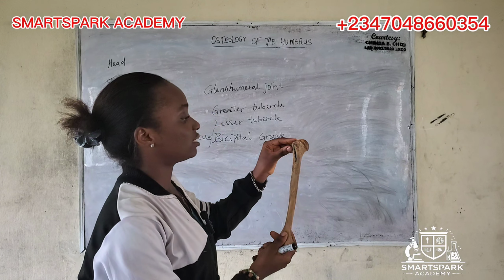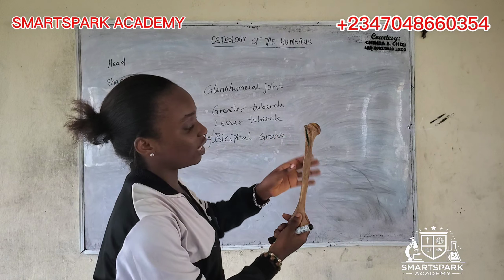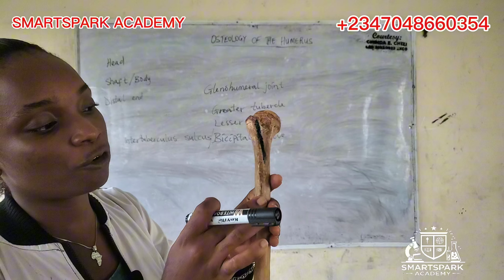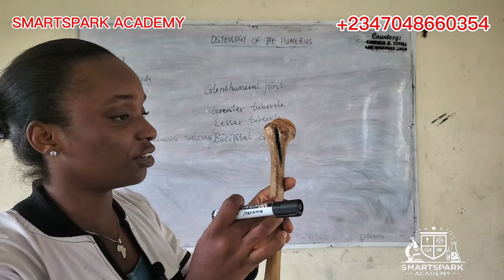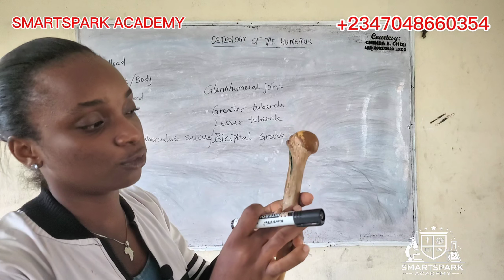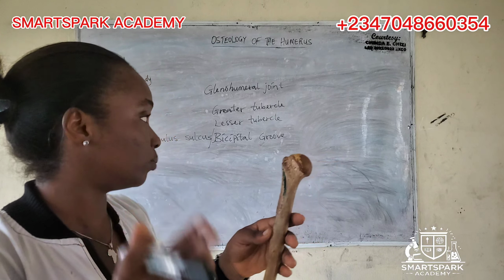Now, this greater tubercle comes down. I want you to take a good look at this. It comes down and forms the crest of the greater tubercle, while the lesser tubercle also comes down, like it extends to form the crest of the lesser tubercle.